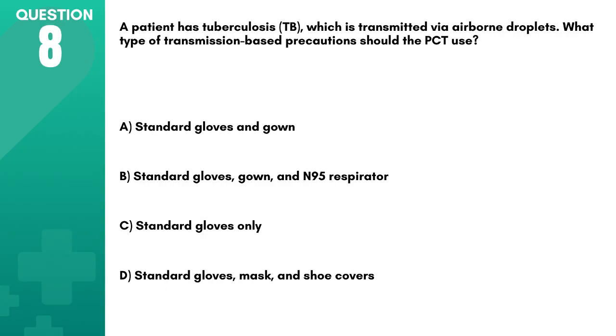Question 8. A patient has tuberculosis, TB, which is transmitted via airborne droplets. What type of transmission-based precautions should the PCT use? A. Contact precautions. B. Droplet precautions. C. Airborne precautions. D. Standard precautions only.